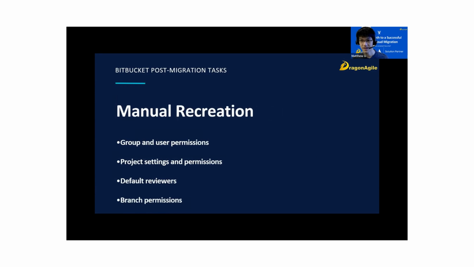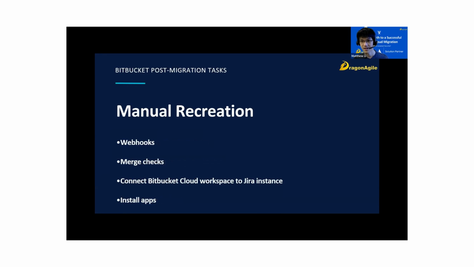Since the migration assistant does not migrate everything, these are the things that need to be manually recreated. You need to create groups, assign members, and set permissions for those groups to access repositories. Project settings and permissions will also need to be manually recreated. And you might have to manually add default reviewers from server over to the new cloud destination and set up branch permissions to match what you had set up in server.